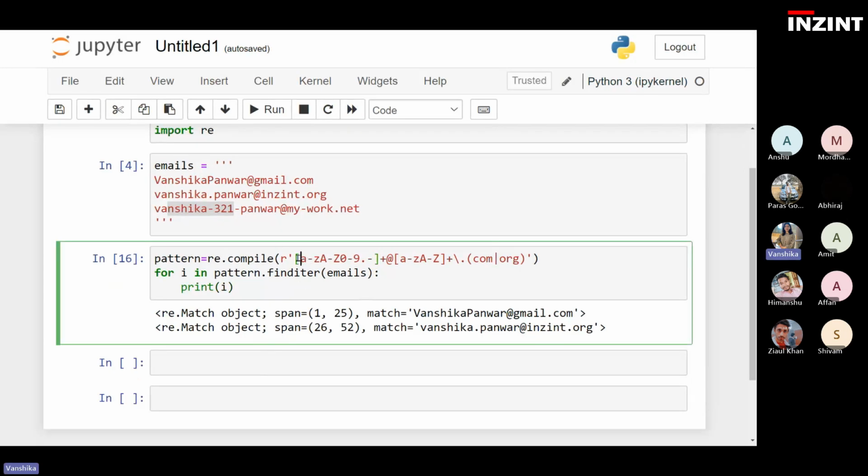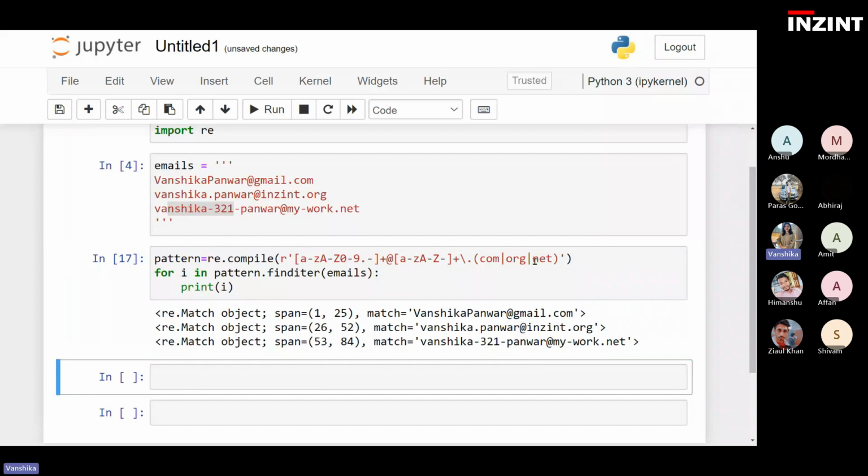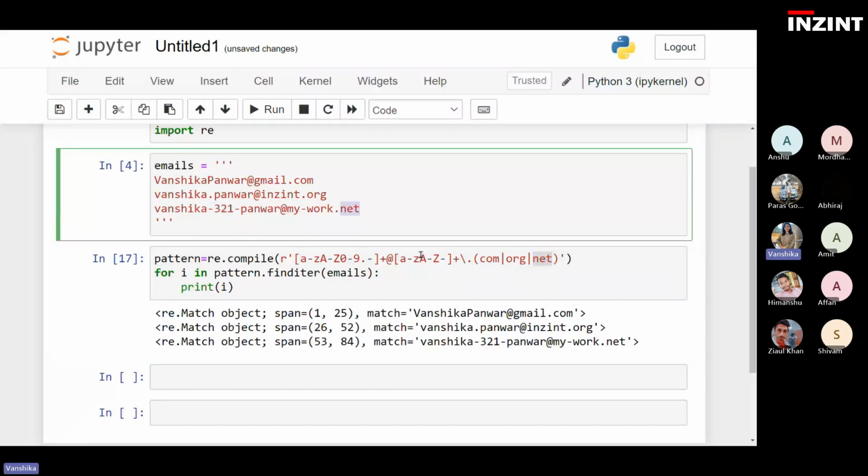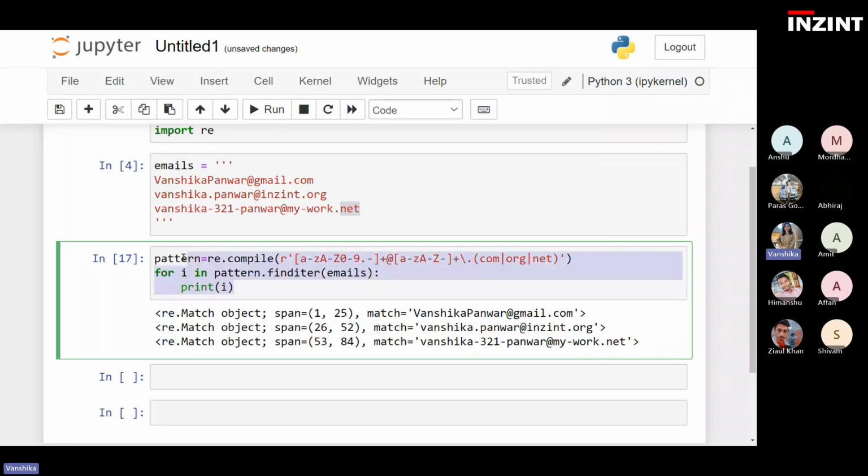So we have matched A to Z and capital as well. 0 to 9 is also here. Dash, dot is also here. And let's mention net as well. Net is missing. Yeah. So it wasn't able to match the third email since I haven't written about net, जो इसका domain था. So here you guys can see that this is the pattern and this is the way to write the pattern step by step so that you can match the necessary elements of your string.